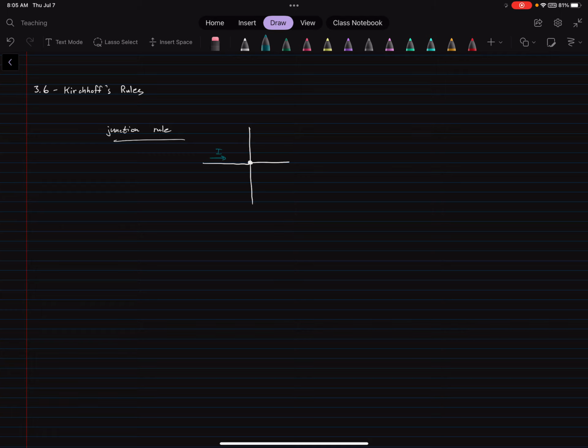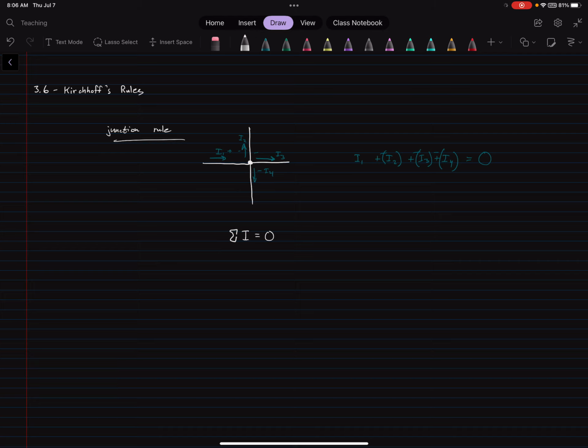flowing this way, right? We can say that if this direction to the right is positive, then here, coming out of it, that would be negative. If positive is into and negative is out of, and you add all that up, so you have I1, I2, I3, I4, and the outgoing ones are negative because they're coming out of the junction, then you get zero. So a way to write this would be the sum of all currents equals zero.